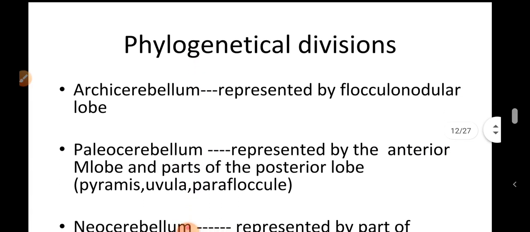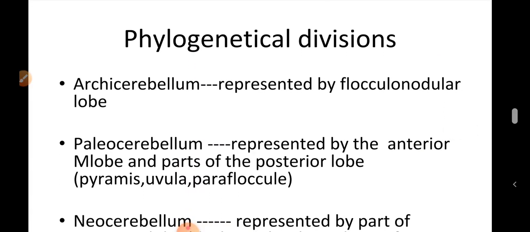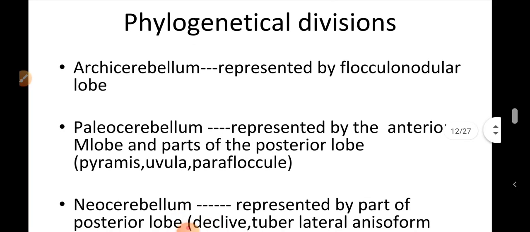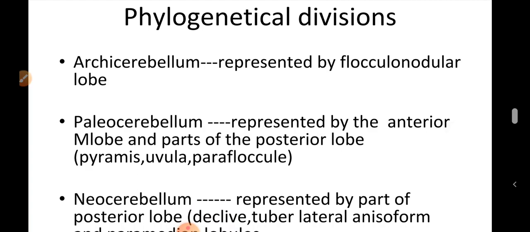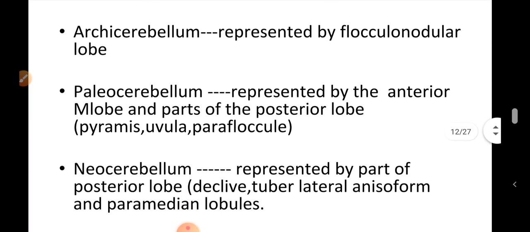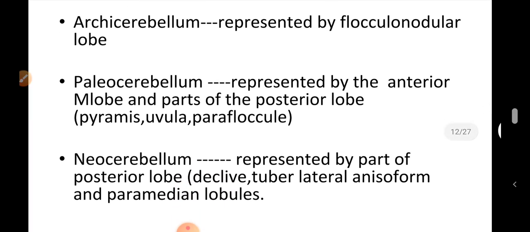After anatomical division, we will see the phylogenetical division of the cerebellum. It is divided into archiocerebellum, paleocerebellum and neocerebellum. Archiocerebellum is represented by the flocculonodular lobe. It is the oldest part to develop. It consists of the flocculonodular lobe and the lingula.